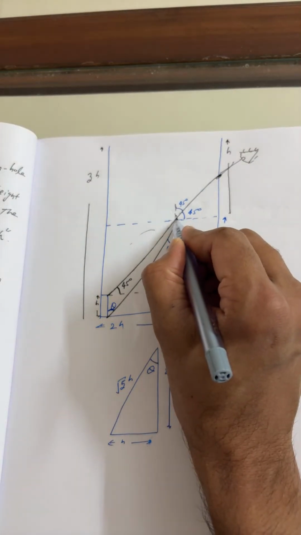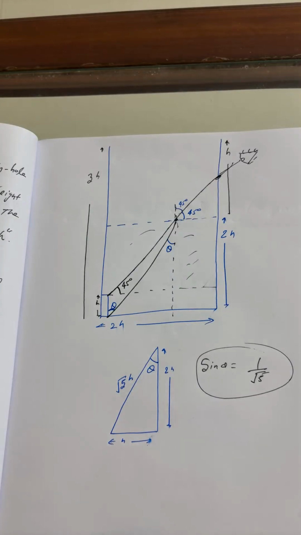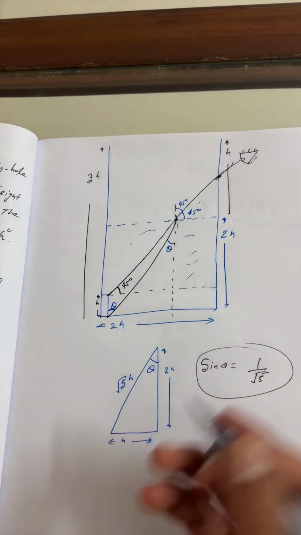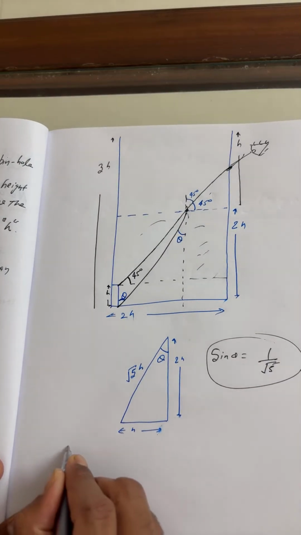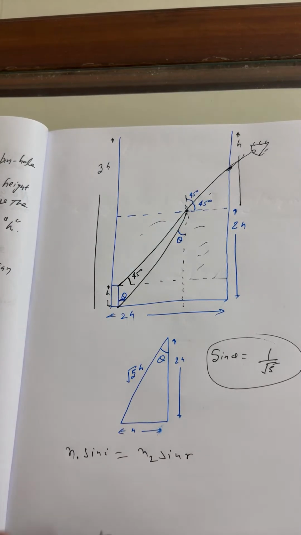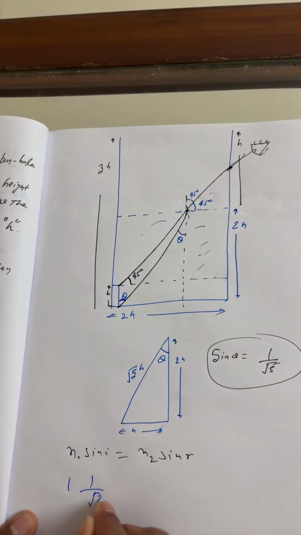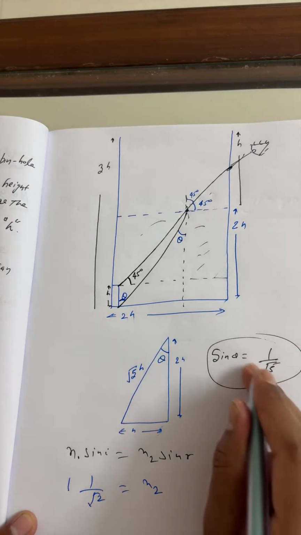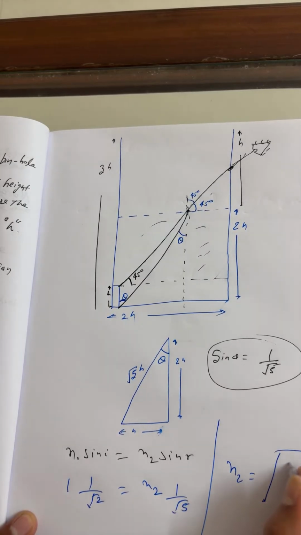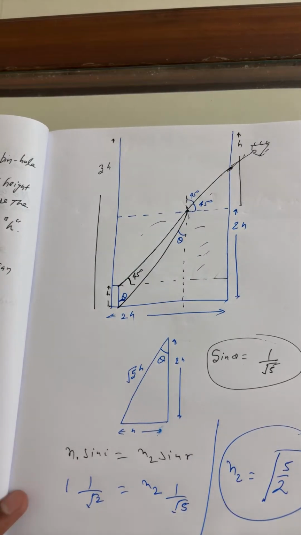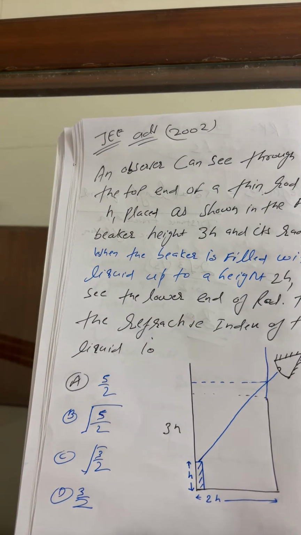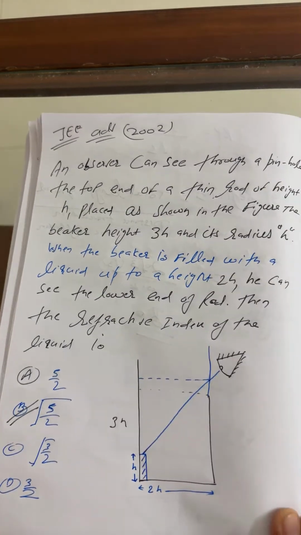Here you have to apply the law of refraction, the concept of Snell's law: n1 sine i equals n2 sine r. n1 is 1, sine i is 1 by root 2. n2 is what we wish to find. Sine r we got as 1 by root 5. So n2 equals root 5 by root 2, that is, 5 by 2. So the answer is option B, that is the correct answer.